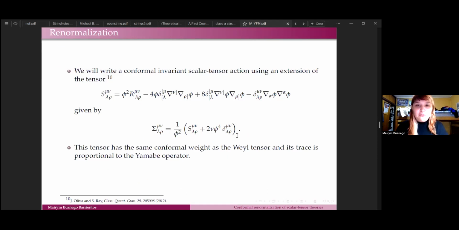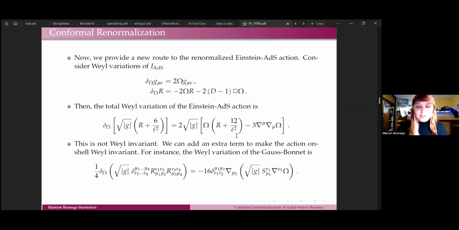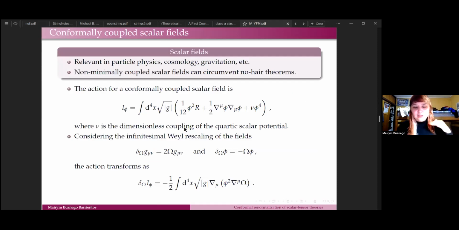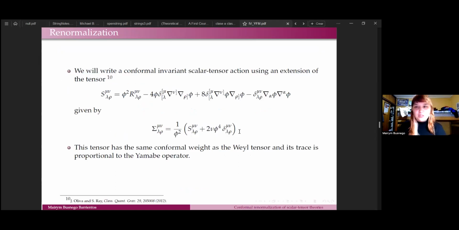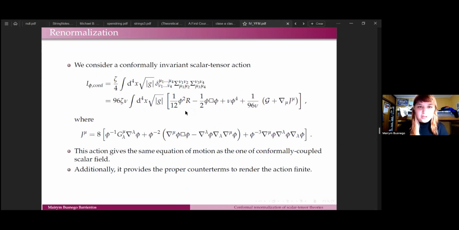The procedure that I showed you before, which was just taking the Weyl variations of the action, also works, but if we take the same route for these conformally coupled scalar fields, we will get a problem when the conformal scalar field is constant, because it will break the conformal symmetry. So in this case, it's better to introduce the extended tensor to write a conformal action. So now we will take the square of the sigma tensor, and if we do some algebra here, we can see that we'll get the same action for the conformally coupled scalar field plus some counterterms.